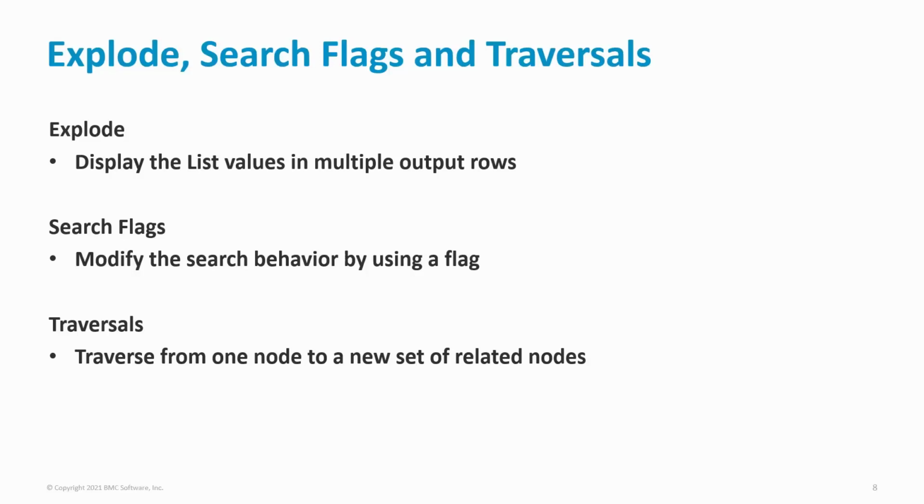Let's start with explode. Normally, if an attribute contains a list, all items in the list appear in a single row in the query output. But sometimes it may be required to show the items in multiple rows. In those types of cases, explode can be used. Search flag can be used when it is required to modify the search behavior. For example, say you want to search the destroyed data.